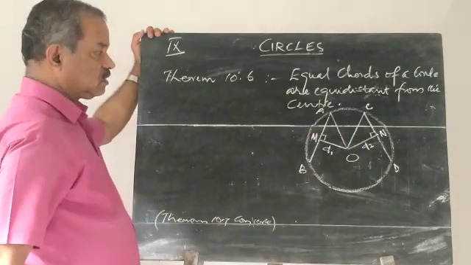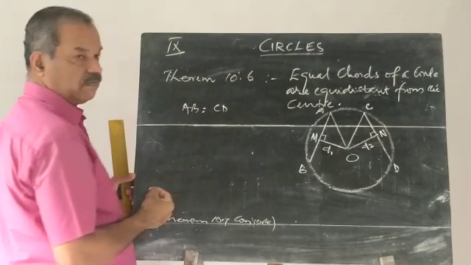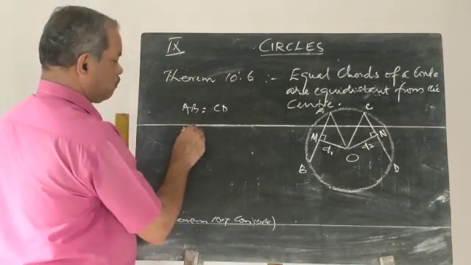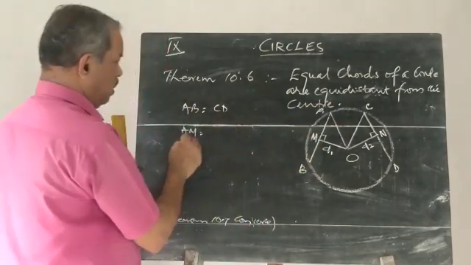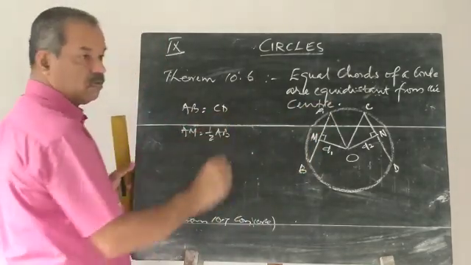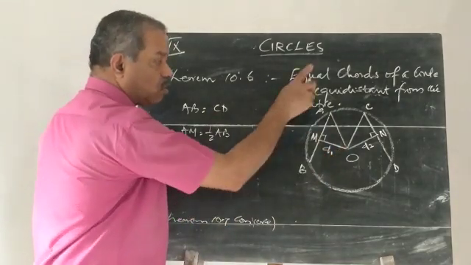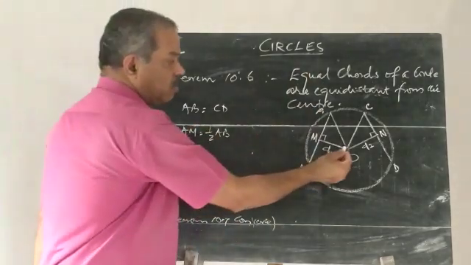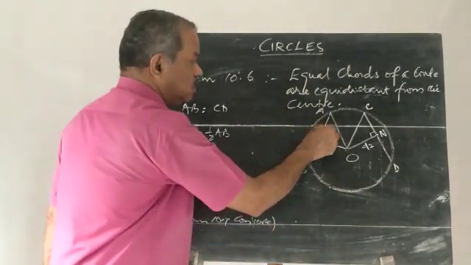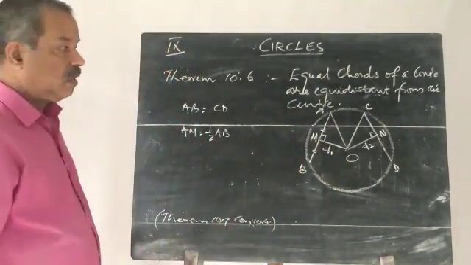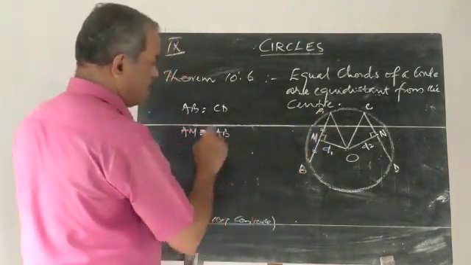Now how can we prove this result? We are given AB equal to CD. Then what is AM? AM equal to half AB. Reason? Perpendicular from the center to the chord bisects the chord. Previous theorem: perpendicular from the center of a circle to the chord bisects the chord. That is, these two are equal. So AM is equal to half AB.